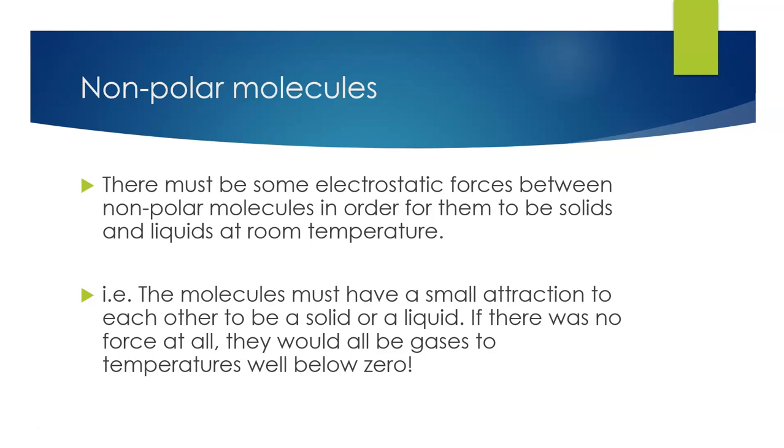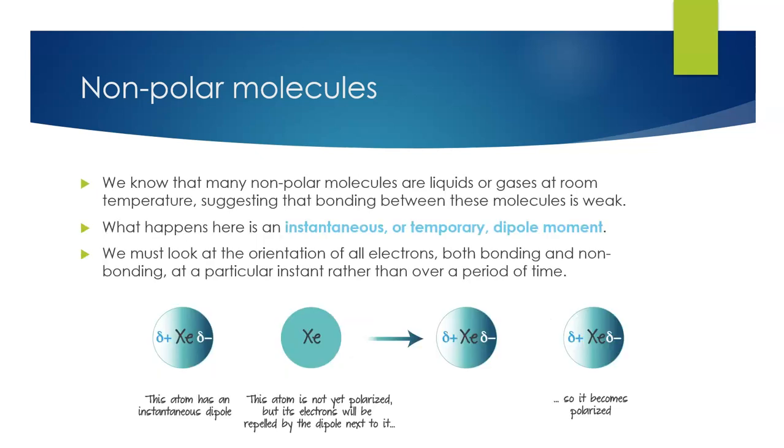So we know there's some electrostatic force between nonpolar molecules in order for them to form these different states. So there needs to be something that causes a small attraction, or essentially there would be nothing. They would all be gases at room temperature. Nonpolar molecules will have what we refer to as an instantaneous or temporary dipole moment. If we consider the electrons in or around an atom in the electron cloud, those electrons are moving randomly. So this means at any particular point in time, the electrons can move more to one side than the other, which is what we see here.